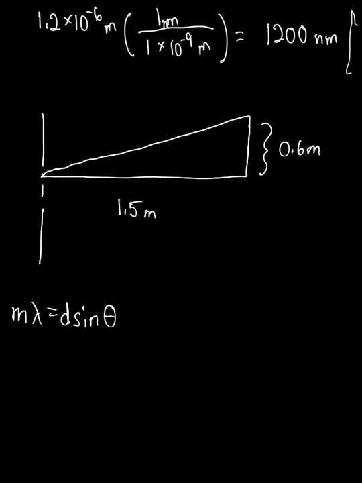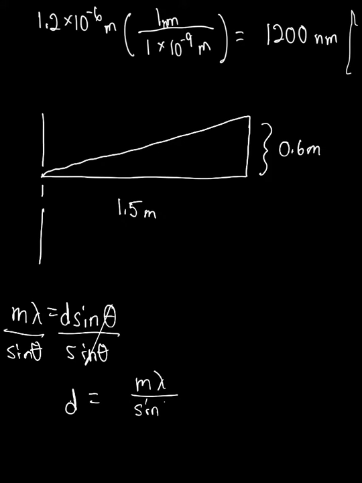Okay. What are we asked to find? Which variable in that equation am I looking for? D. How do you know it's D? Because it said the spacing of the grooves. What's the spacing of the grooves? The separation of the slits. Okay. So we have to find D. I should solve this for D, divide both sides by sine of theta, cancel out my sine of thetas. I get D is m times lambda divided by sine of theta.